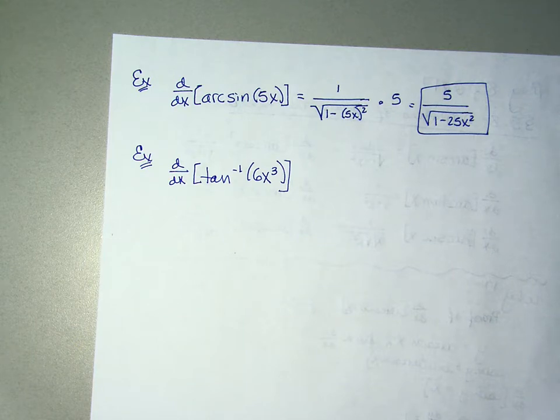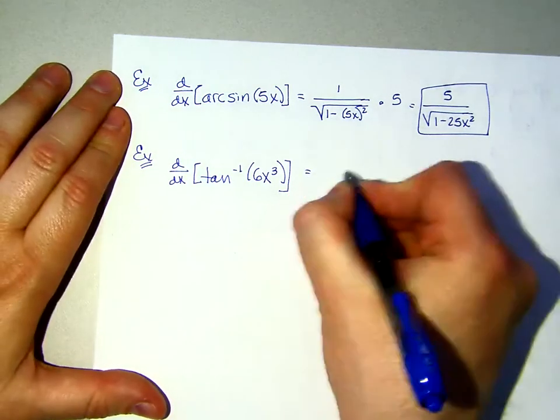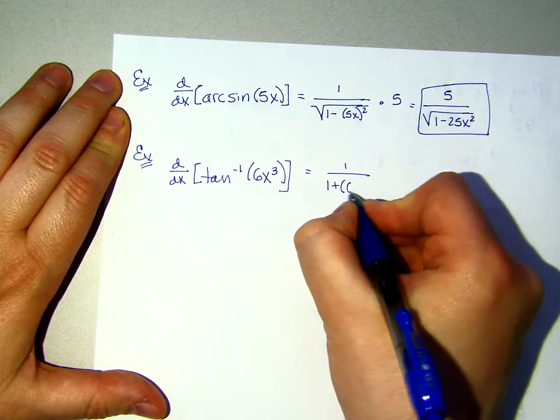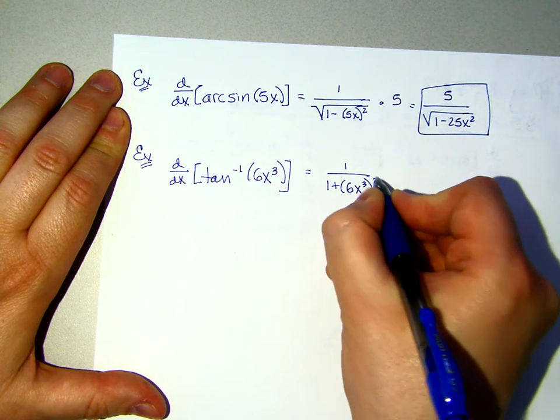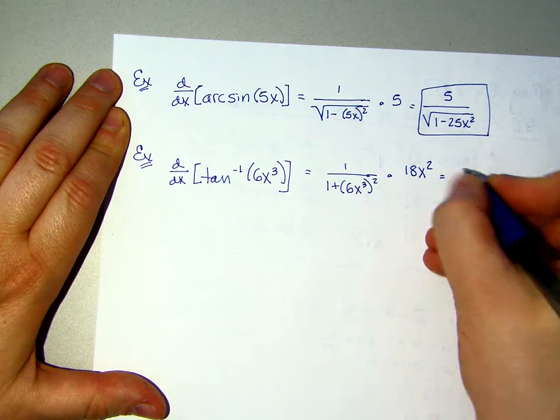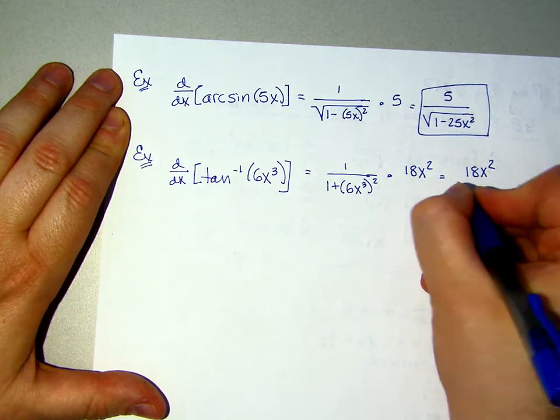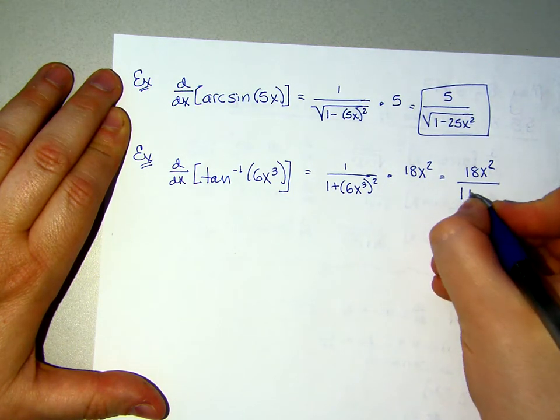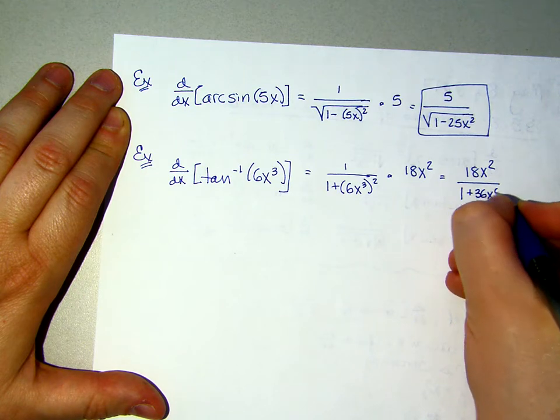Adam, do you think you have an answer? Good. 1 over 1 plus that thing, 6x cubed squared, times the derivative of that piece, so times 18x squared. I'm going to write this as Adam just said. It's 18x squared over 1 plus 36x to the 6th.